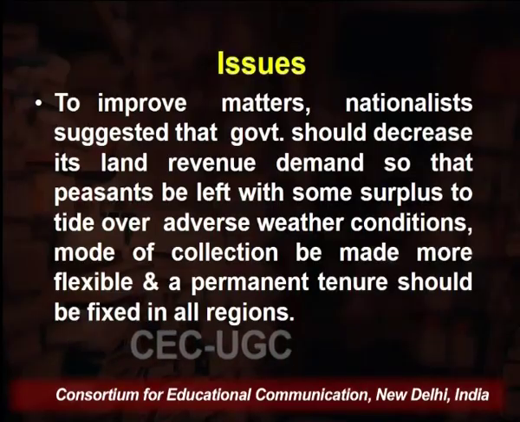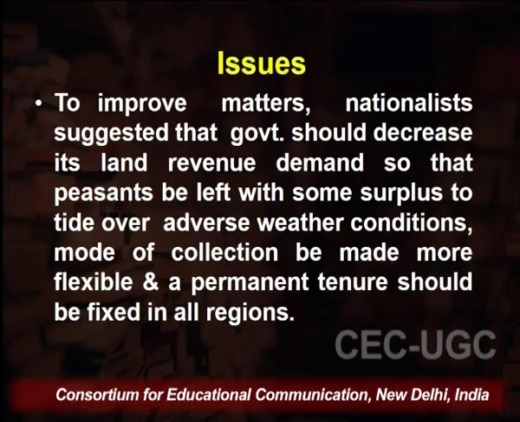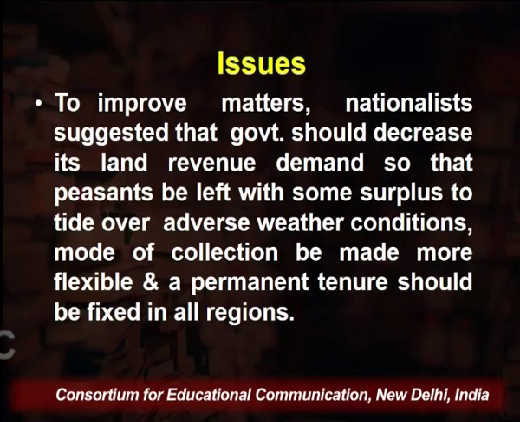Some measures were being suggested by the nationalists: that the land revenue should be decreased by the government, that the peasant should have some surplus to tide over adverse weather conditions, that the mode of collection should be made more flexible, and that some kind of permanent tenure should be fixed in all the regions. These were some of the demands being made by the nationalists at this point of time. And when they were talking about some kind of permanent settlement, they did not necessarily mean that they were asking for a Bengal type zamindari settlement all over India.